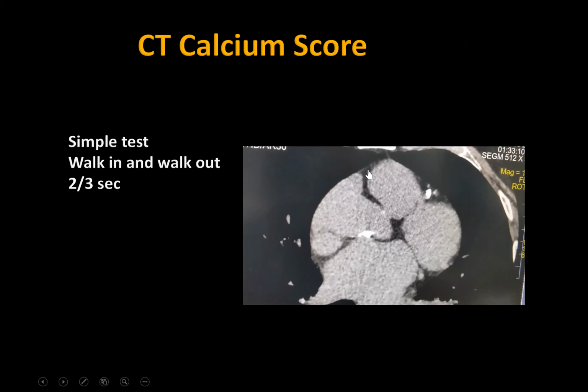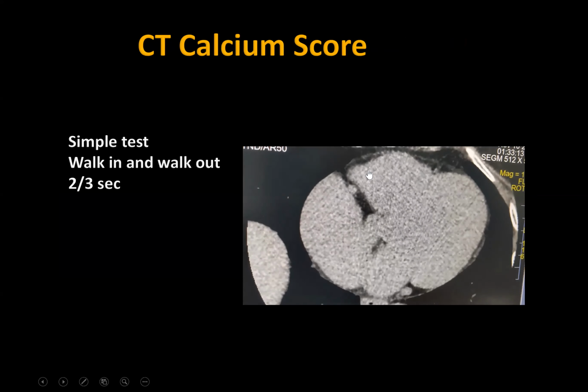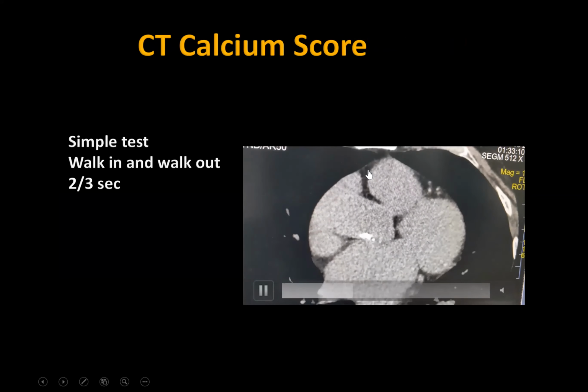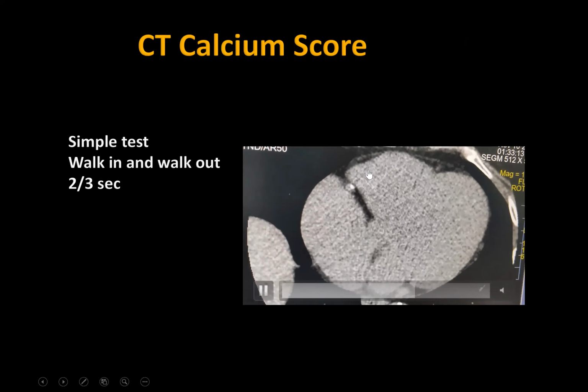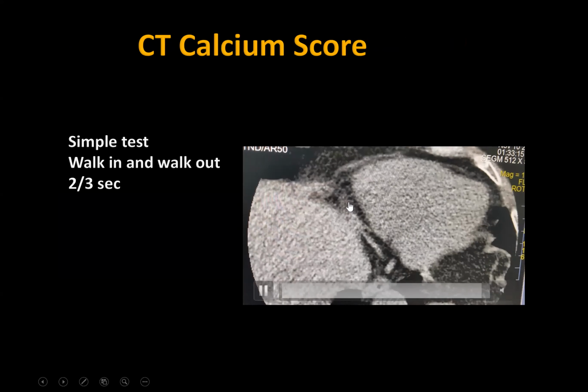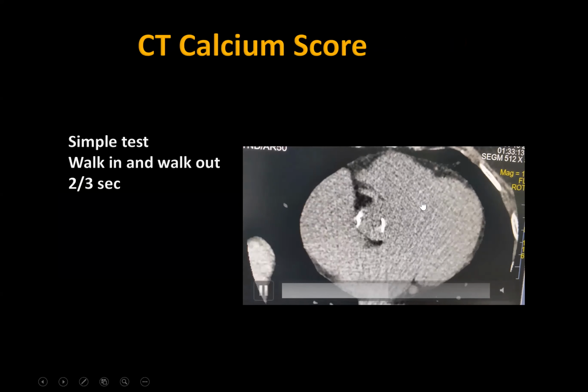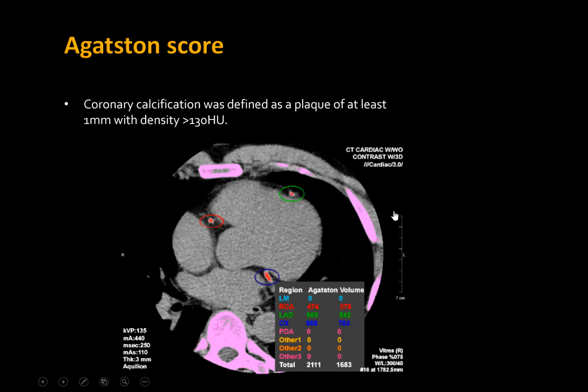Coronary calcium scoring is a very simple non-contrast CT scan of the chest, which is easily gated, and it takes only 2 to 3 seconds of scan time. You can see how nicely this non-contrast CT shows the calcium deposition within the coronary artery. There are multiple systems or software to calculate the calcium score, but the most commonly used is the Agatston scoring system. With this software, one can calculate the coronary calcium deposition in every vessel individually or in total.